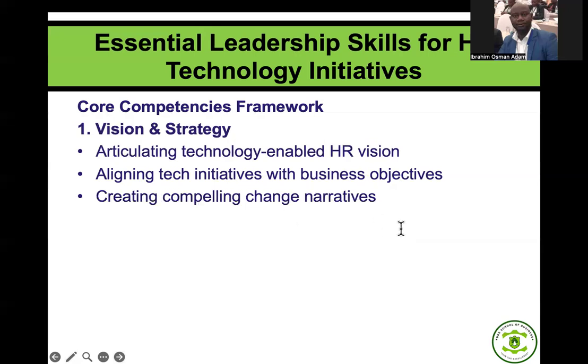Then, as a leader, you should also be able to create a compelling change narrative. You have to communicate to the employees that, look, these are the benefits of the system. This is how it's going to support you as an individual, how it's going to ensure your growth, and how it's going to lead to broader organizational objectives. If they don't see through these lines, and if we are not able to present a compelling narrative, the buy-in of the employees will not be there, and the technology may be abandoned when it is introduced. So that's the first core competency: vision and strategy.